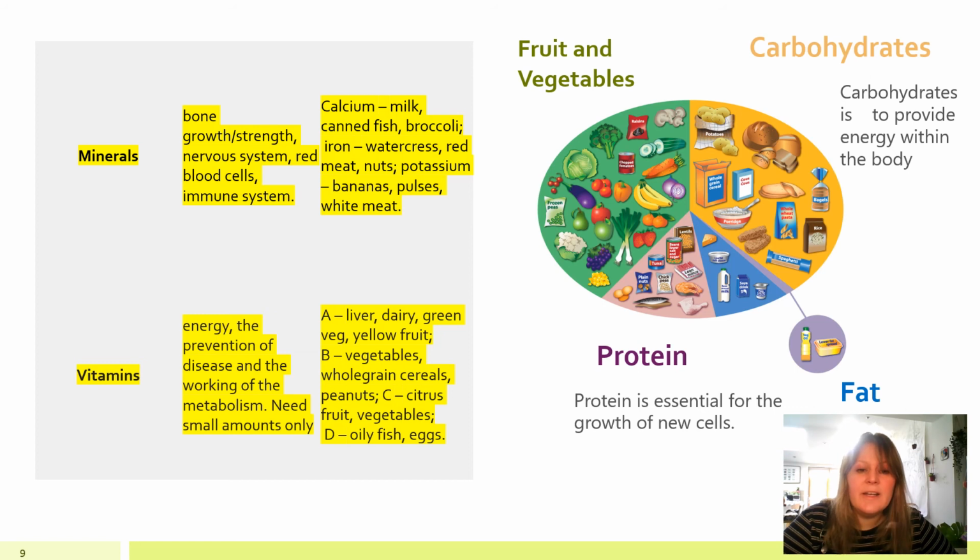Vitamins are really important for the release of energy, the prevention of disease and the working of the metabolic system. We only need small amounts of vitamins. Vitamin A can be got through liver, dairy, green veg and yellow fruit. Vitamin B can be got through vegetables, whole grain cereals, peanuts, and vitamin C can be obtained through citrus fruits, vegetables, and vitamin D, oily fish and eggs.